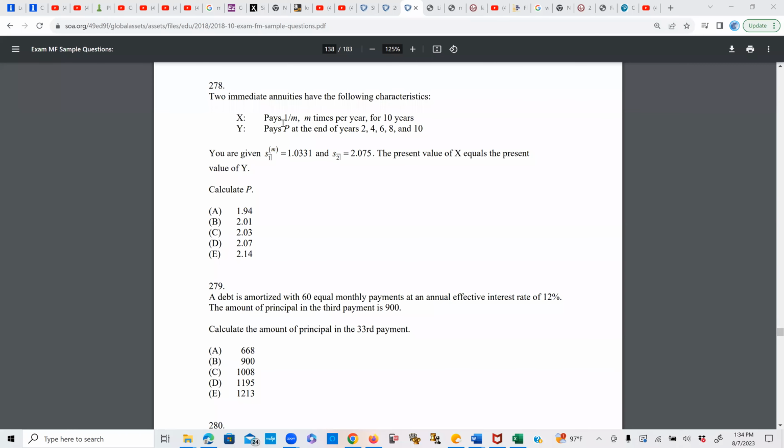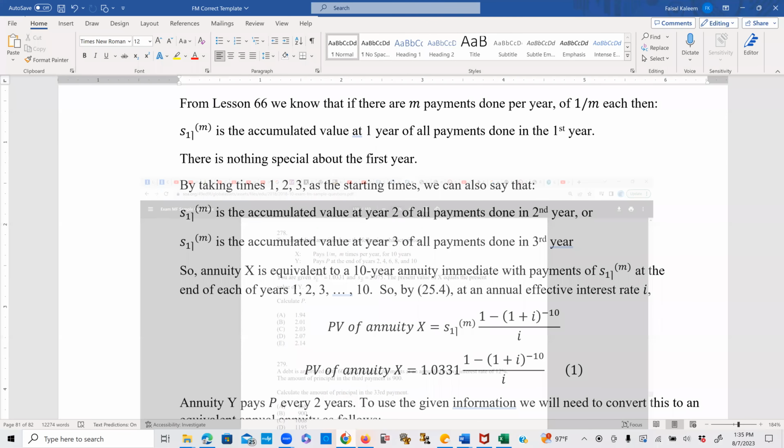S2 immediate annuities have the following characteristics. X pays 1 over m times per year for 10 years. Y pays P at the end of years 2, 4, 6, 8, 10. You are given S1, M, and S2. Present value of the two are equal. Calculate P. So first, let's recall what S1M is from lesson 66.